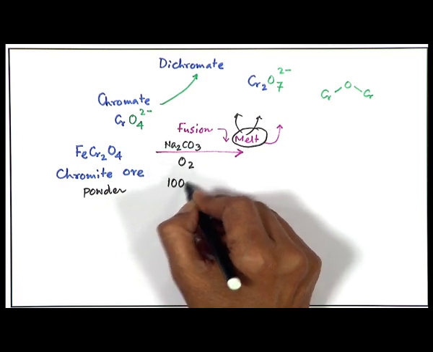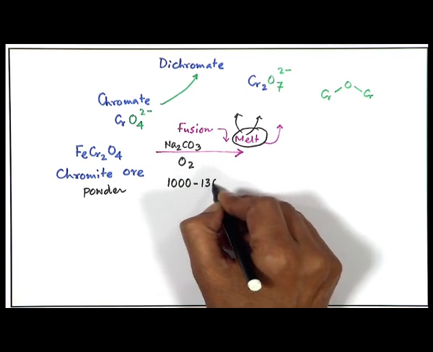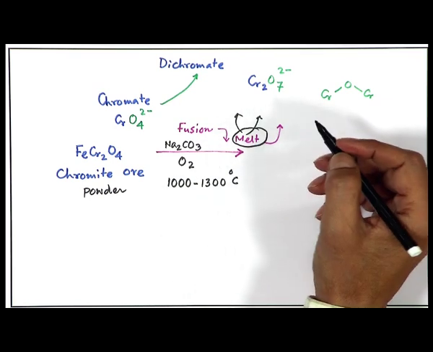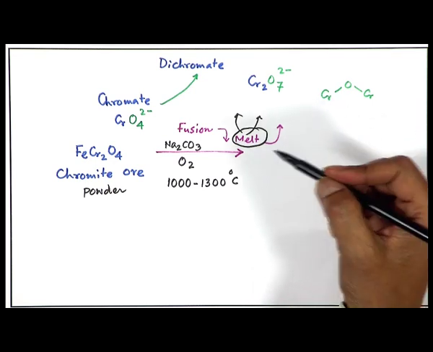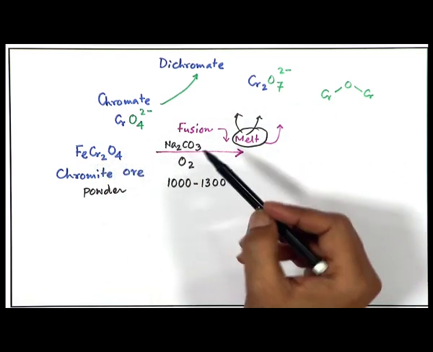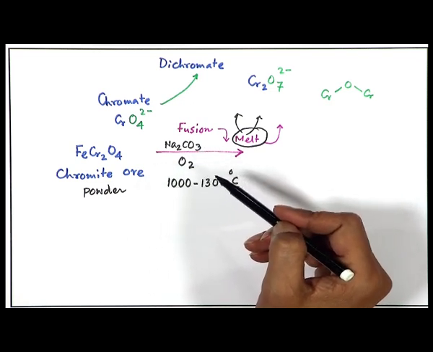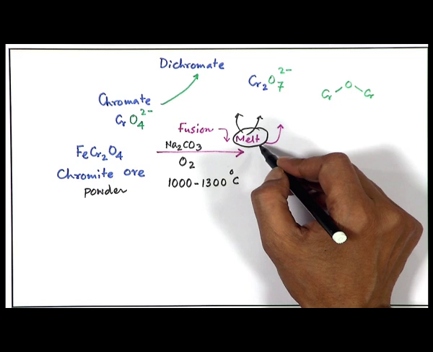We pass air, or you can do it in air also, and this fusion takes place at a very high temperature, above 1000 degrees centigrade, in the range of 1000 to 1300 degrees centigrade. In the laboratory we can take a mica foil and sandwich between two mica foils this mixture of chromite ore and sodium carbonate, and air is always present in the environment.